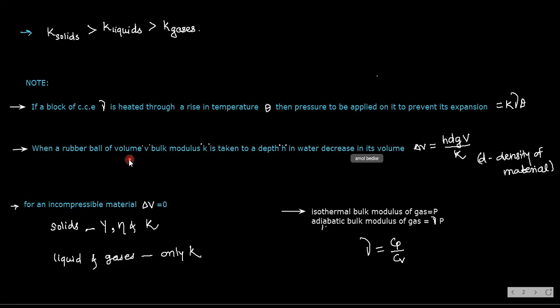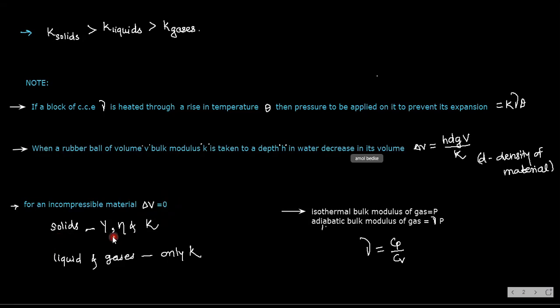Next, when a rubber ball of volume V, bulk modulus K, is taken to a depth h in water, then the decrease in its volume delta V is equal to h rho g V by K. This is just an application, we have just replaced the pressure here, where rho is the density of the material. Next, for an incompressible material, meaning a material which does not compress, will there be a change in volume? No. So delta V will be 0.